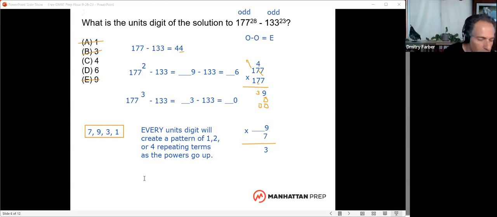Other numbers are binary. They flip back and forth, like 4. 4 times 4 is 16. 6 times 4 is 24. 4 times 4 gets you back to 6, and like that. But for 7s and 3s, you have actually two complementary patterns. 3 times 3 is 9. 9 times 3 is 27. 7 times 3 gets you 21. So we have this.